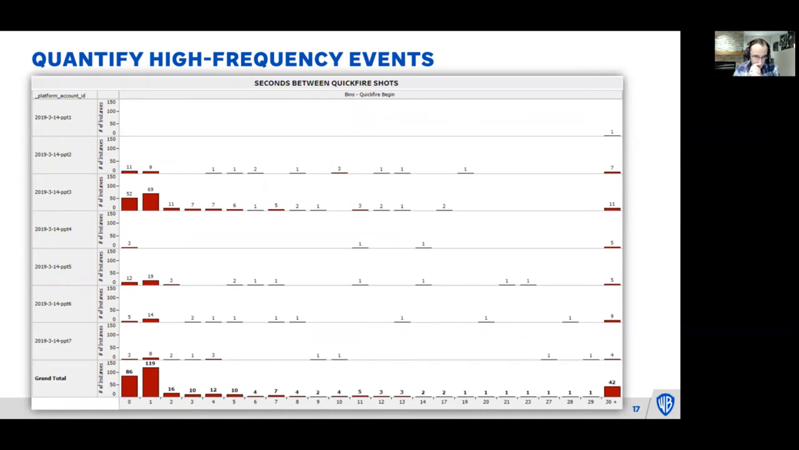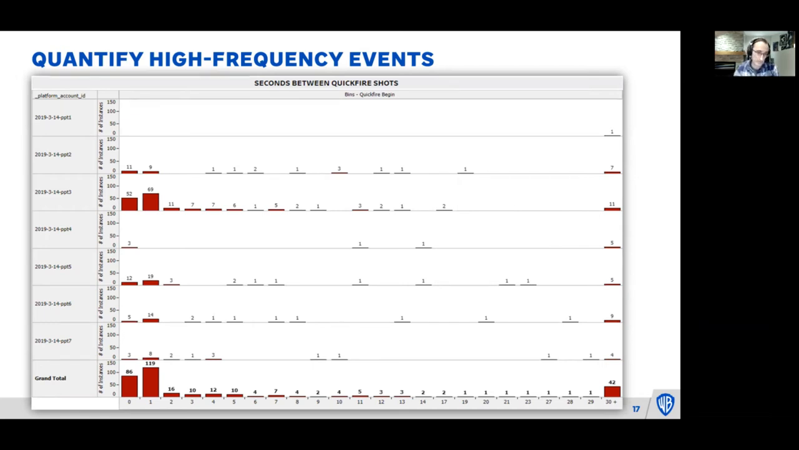Quantifying high frequency events. So this is another one. We had a mechanic in one of our games. It was called Quickfire, but what it meant is you could push a button. So the normal way to use weapons was to aim them, throw something, shoot something. But you could do a quick fire that was just one button. This was intended to be a getaway tactic, right? You throw something, run away, reposition, use your weapons properly from that point on.